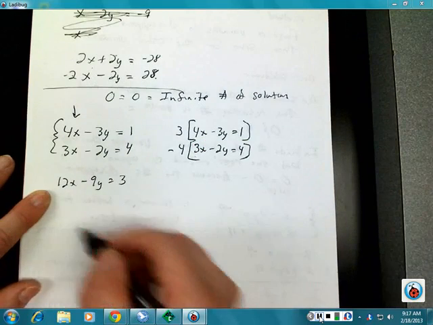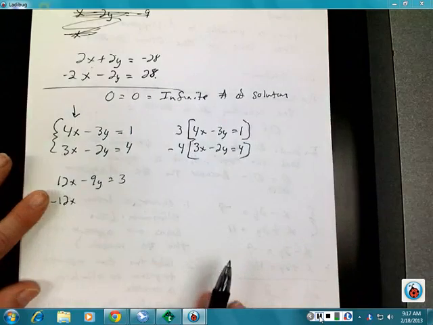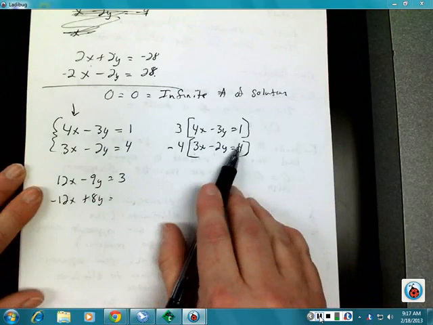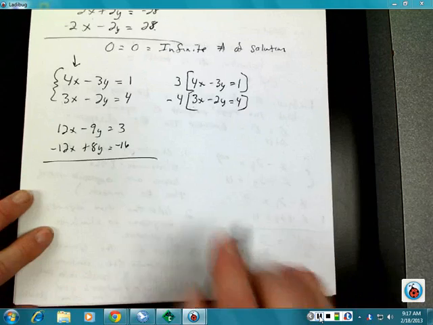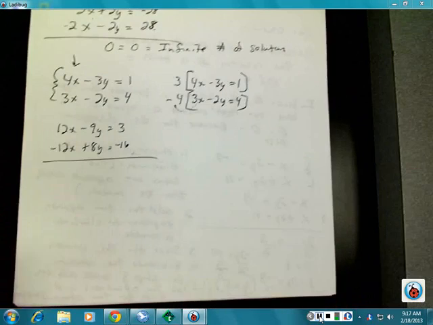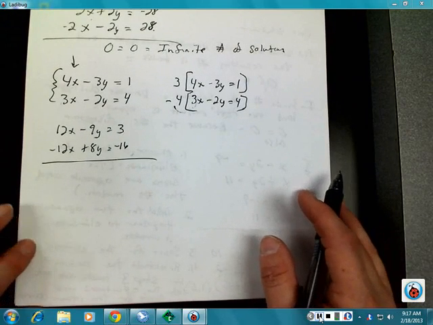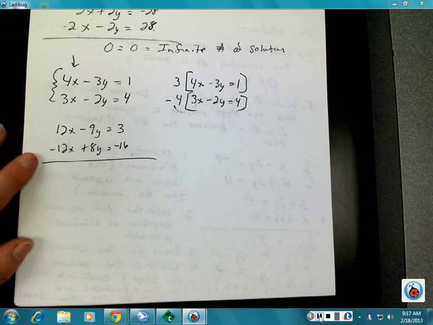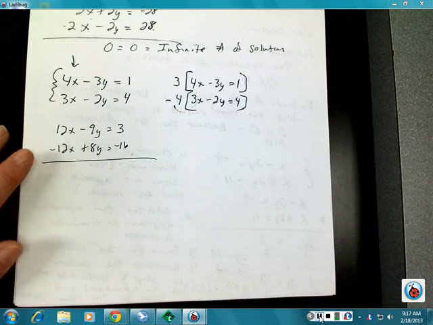Negative 4 times 3 is a negative 12x. Negative 4 times a negative 2 is a positive 8. And a negative 4 times positive 4. Now notice I multiplied it by everything in there. Don't skip somebody, because it's like, again, not giving them an ice cream cone. They come back and get you because they get your answer wrong. So a positive 12 and a negative 12, what happens? Long gone.